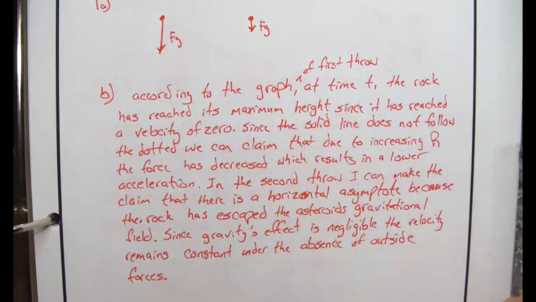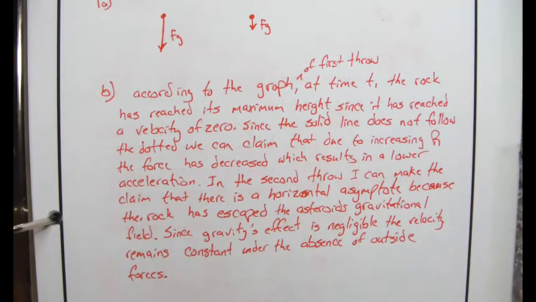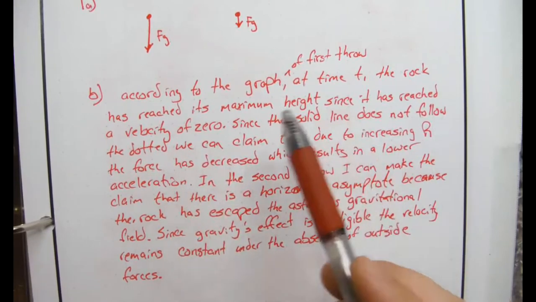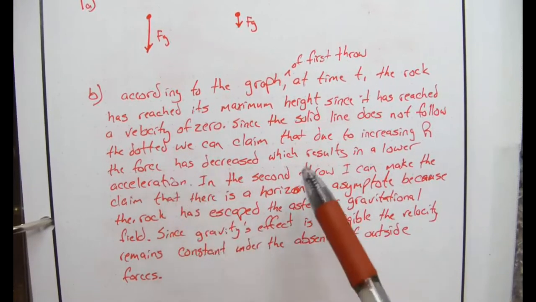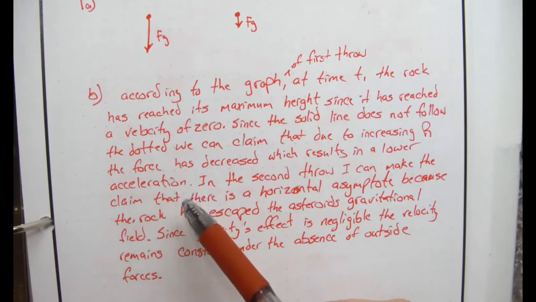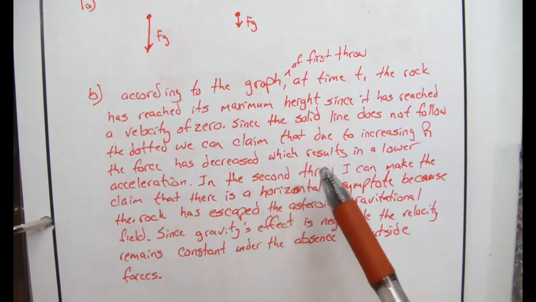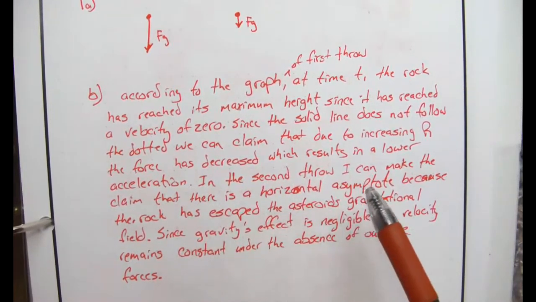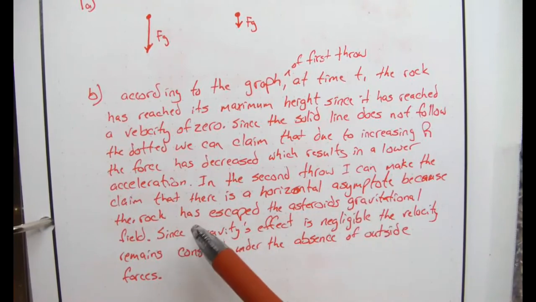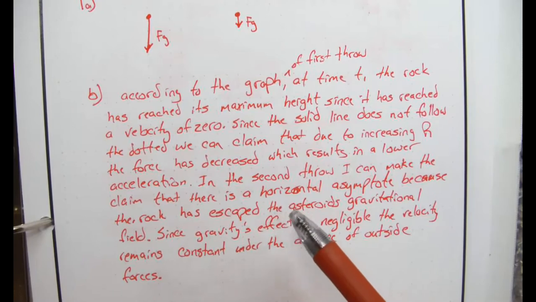Okay, so it's asking what happened at T equals 0. Since the solid line does not follow the dotted line, we can claim that the increasing r, so the height from the ground, the forces decrease, which results in a lower acceleration. So that's why the solid line does not follow the dotted line. In the second throw, I can make the claim that there is a horizontal asymptote because the rock has escaped the asteroid's gravitational field. Okay, so the gravitational field stretches on infinitely.